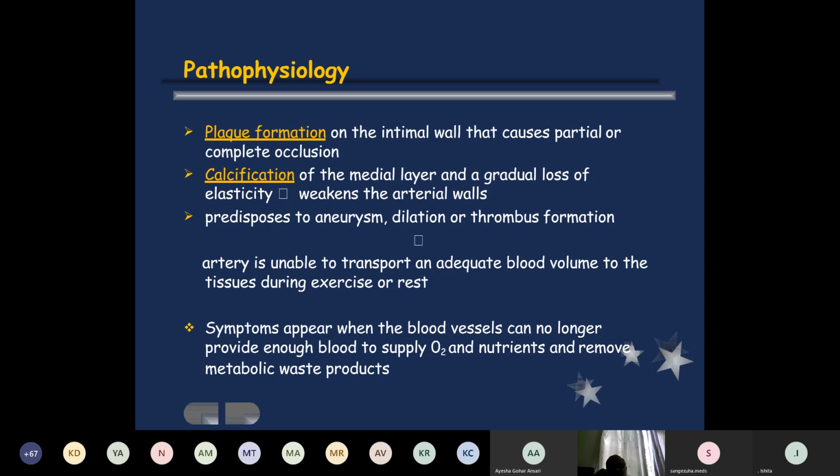The artery is unable to transport an adequate volume as well as oxygen and nutrition during the exercise to the peripheral tissue. Symptoms appear when the blood vessels can no longer provide enough blood to supply oxygen and nutrients and removal of metabolic waste from the tissue.